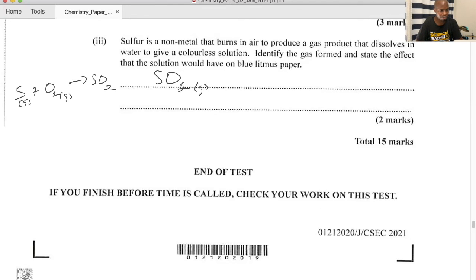So if this gas were to come in contact with blue litmus or moist blue litmus, then it would turn moist blue litmus red. And this would be stating that this gas is acidic.